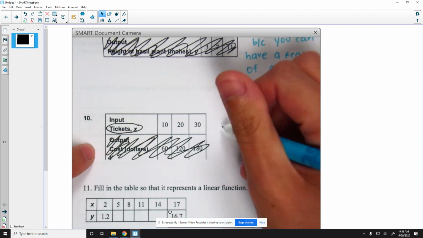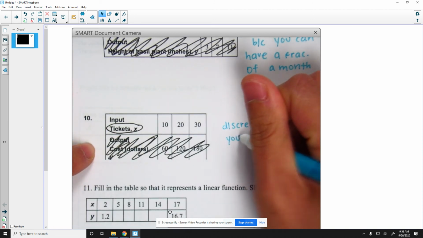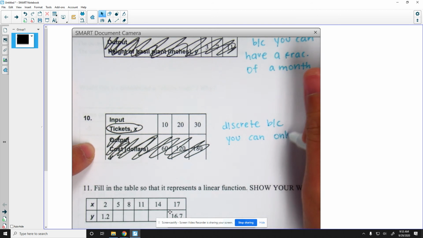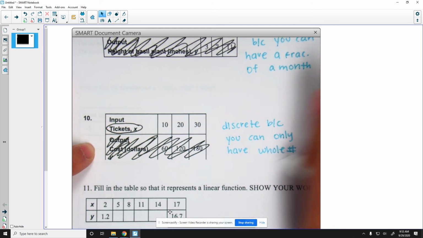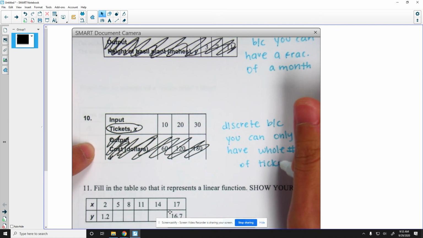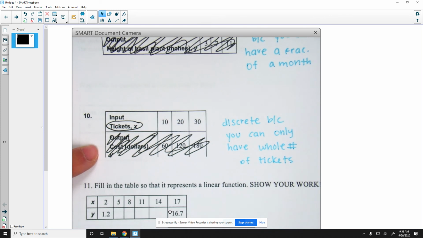So I would say this is discrete because you can only have whole number of tickets. Or you can say you cannot have a fraction of a ticket or something like that. Yes, Rowan? Of course, if you did have a fraction of a ticket, I don't think they would accept it. Exactly. So it wouldn't make sense in the real world. So that's why you would have to think to yourself, is it discrete or is it continuous? Okay.